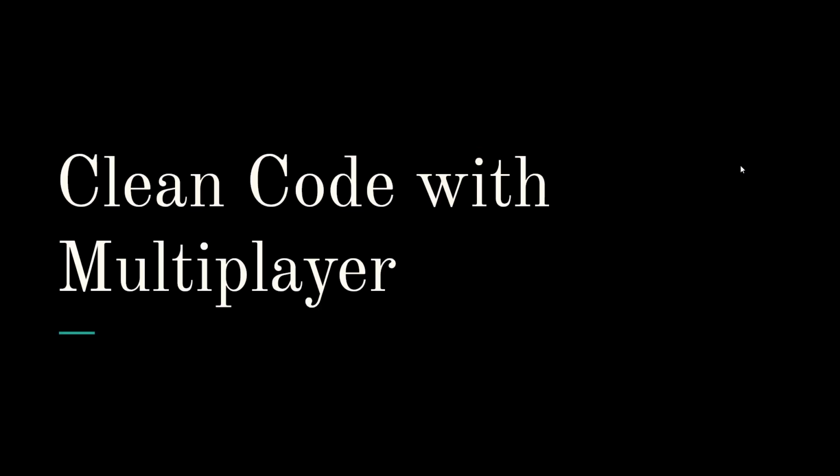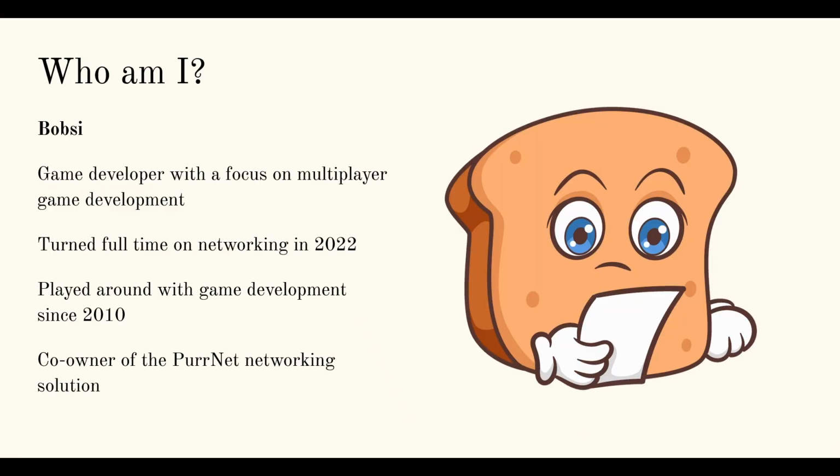Let's get into it. Writing clean code with multiplayer, now in Unity in brackets here, but I imagine the idea generally moves around. Now first of all, let's start a little bit with who am I. If you've seen my videos before, you know that I'm Bobsi. I'm a game developer who focuses on multiplayer game development, and I have turned full-time on networking and multiplayer around 2022. But I've been playing around with game development ever since 2010, and I started networking around 2019 or so. I'm the co-owner of the PurrNet networking solution, which is also the one that I'm going to be working with examples today.